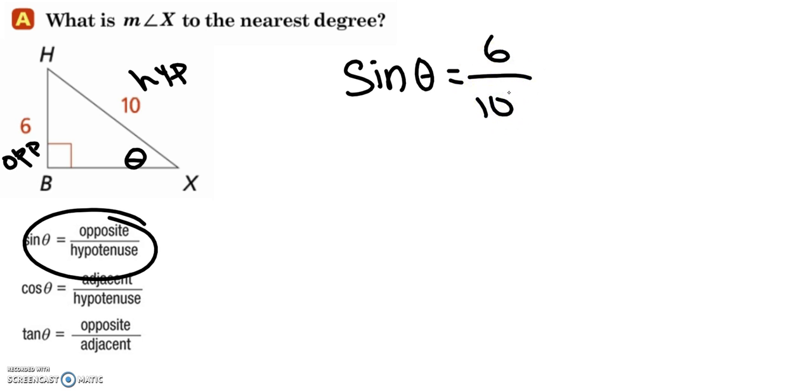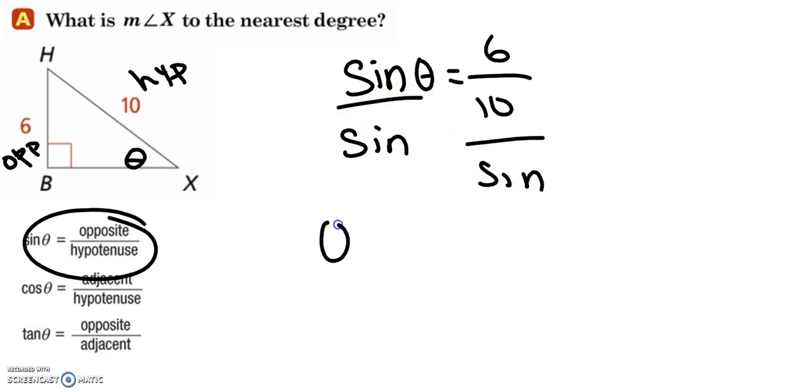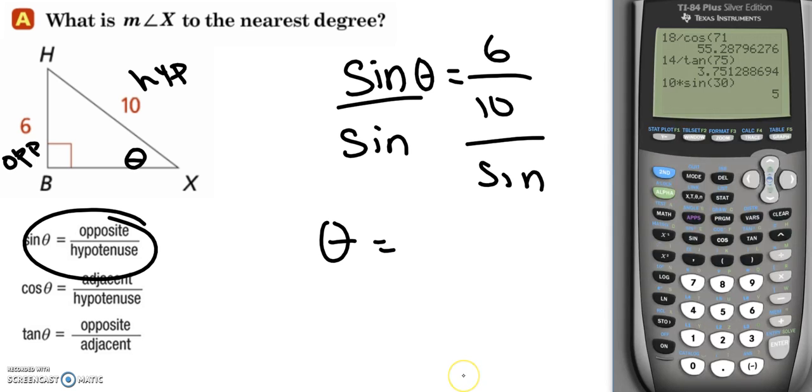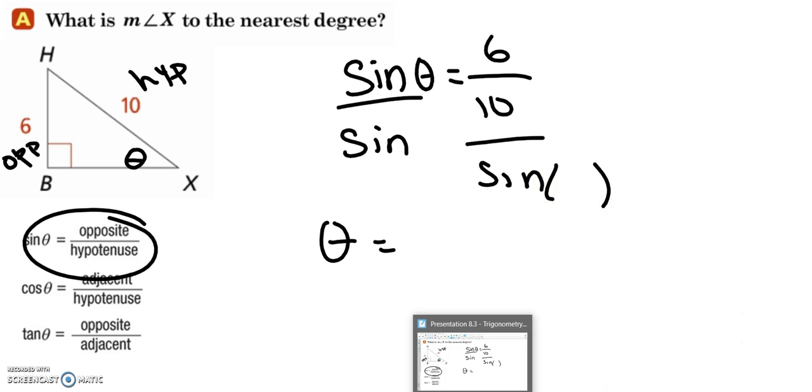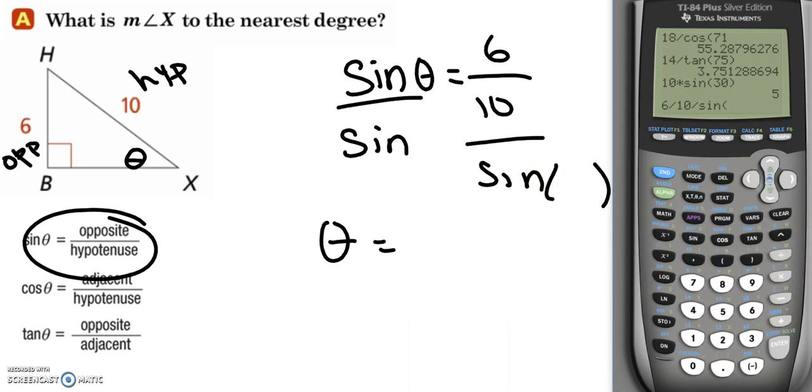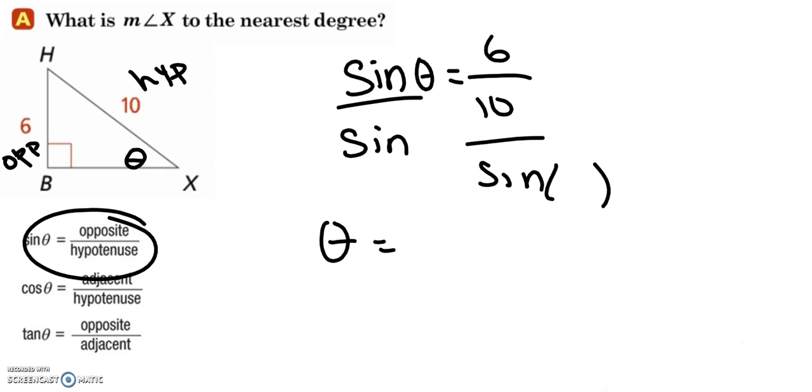Okay? And you're all going to say, all right, well, this is simple. We're just going to divide by sine. And then theta will equal, so let's go to the trusty calculator. 6 divided by 10 divided by sine. And here's the problem. Sine of what? Sine also always has to have something in parentheses. So what am I actually doing here? I must be making a mistake. And I am. Whenever you solve for theta, you have to use the inverse of sine.